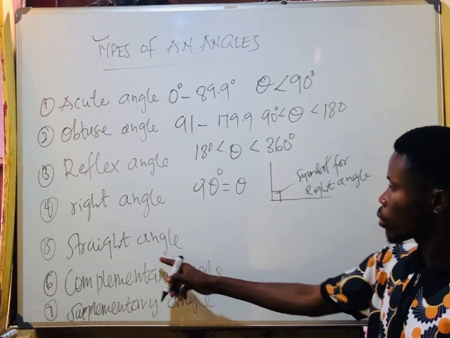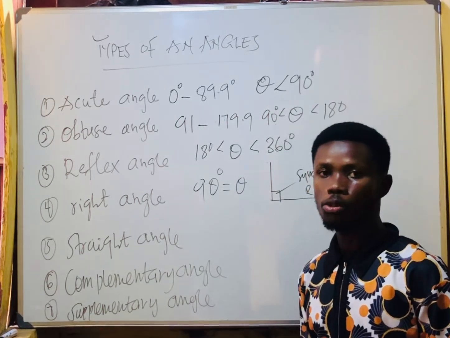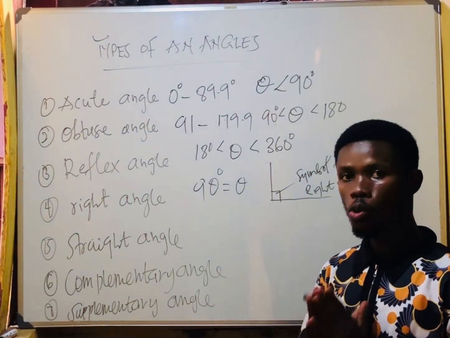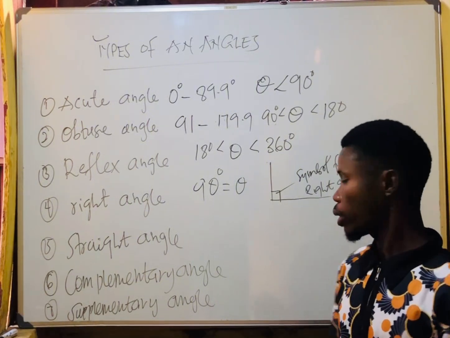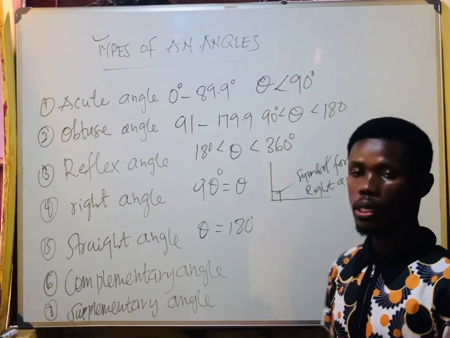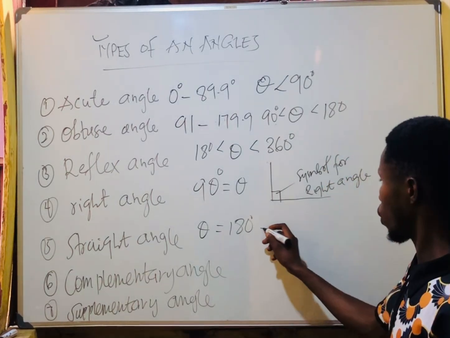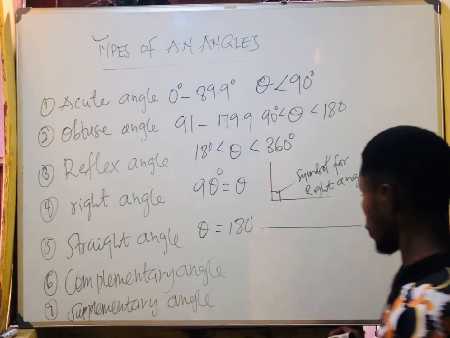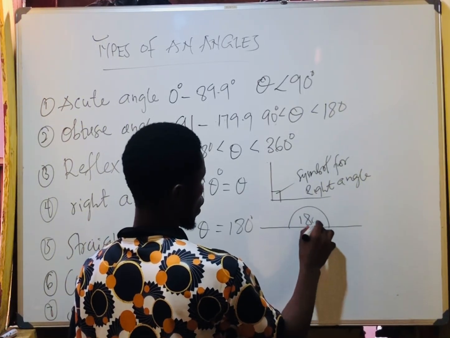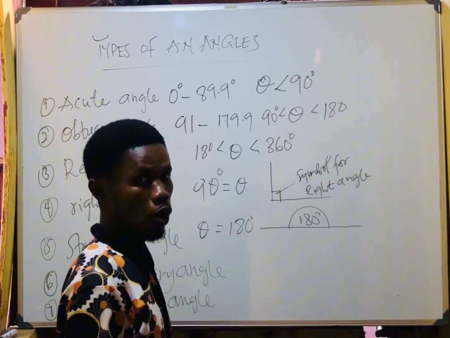Okay. Now let's look at a straight angle. A straight angle is also a type of angle whose measure is exactly 180 degrees. So theta is equal to 180 degrees. It's always on a straight line like this. So 180 degrees. I hope you can see that.